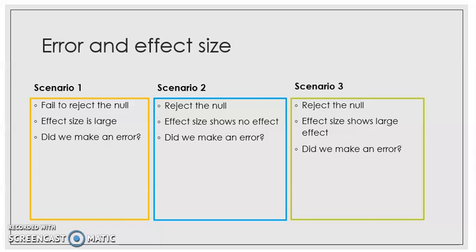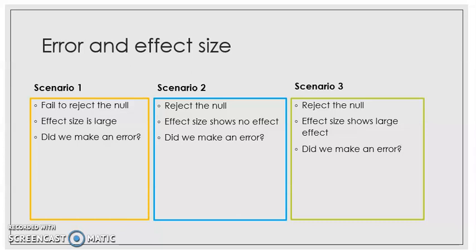Scenario 3, I've decided to reject the null. Hooray! I'm in the critical region. It's showing I have statistical significance. I then go to calculate my effect size, and yay! I have a large effect. Both of these things complement each other. Did I make an error? No, I didn't. Those two things match. It would also be the case if I said fail to reject the null and I have no effect. That also is a match. Those two things complement each other.